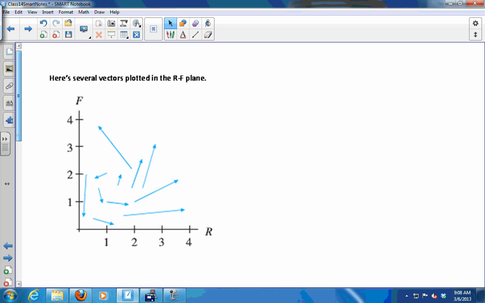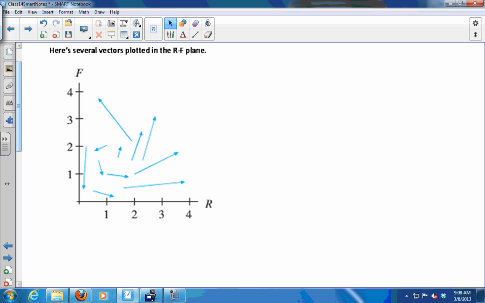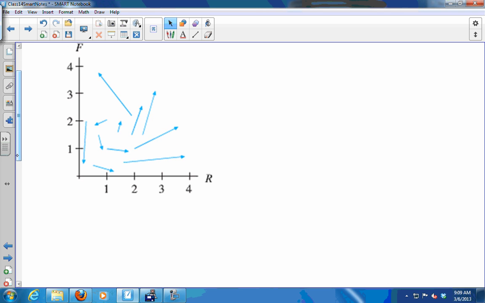So here's several vectors, plotting a whole bunch of them. You're kind of getting a circling motion, but it's still not super clear what's happening with the solutions, other than there's a little bit of a circling motion happening.